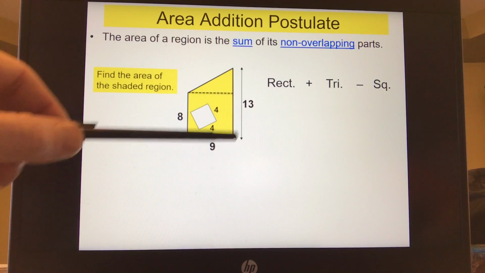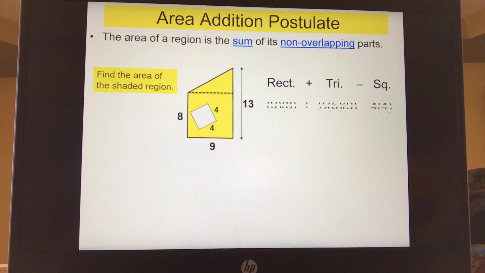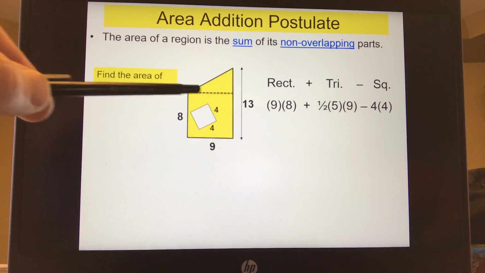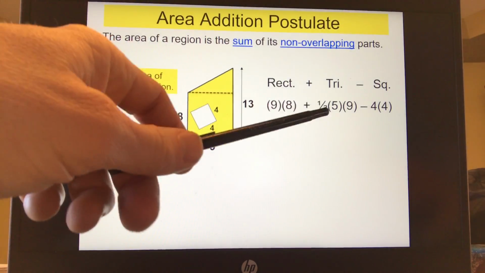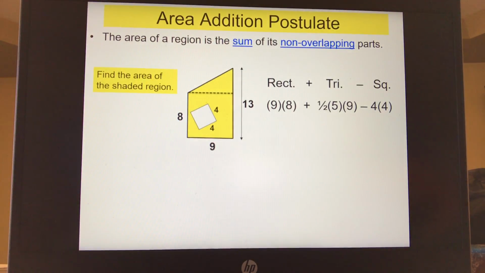So we mentioned the rectangle is 8 by 9, that's 72 square units. The triangle's 9 by 5, don't forget to divide that one by 2, and a square is just 16, 4 by 4. So hopefully you got 78.5 square units. We don't know if they're square inches, square feet, square miles, square somethings. Hopefully that makes sense. That is the area addition postulate. It basically says you can cut complex shapes into simpler ones.